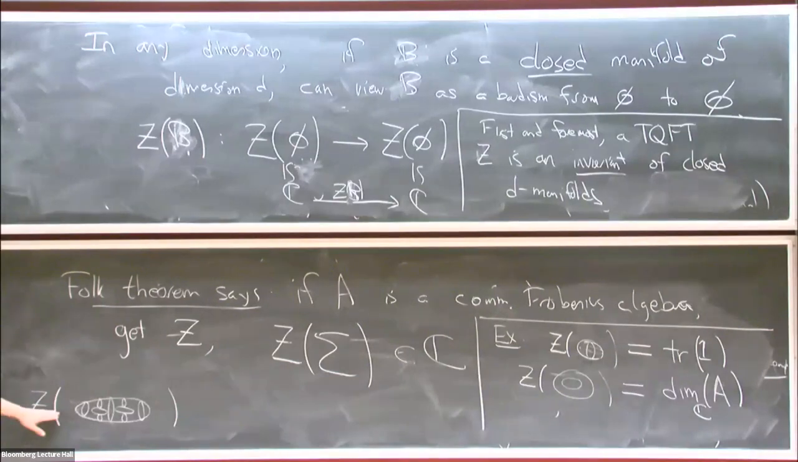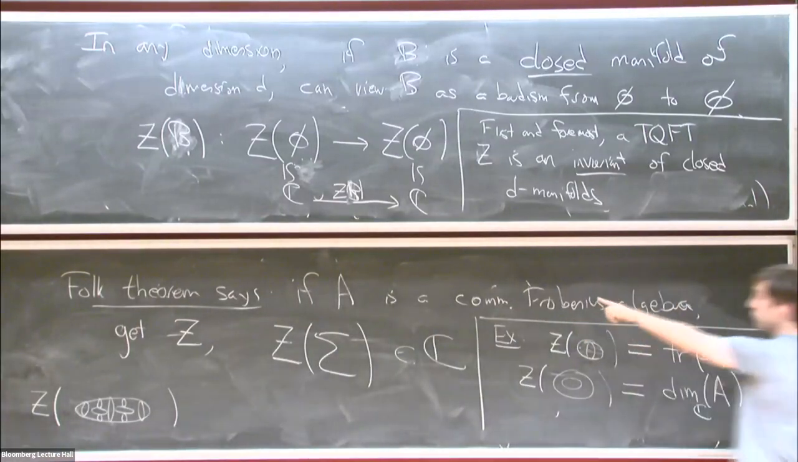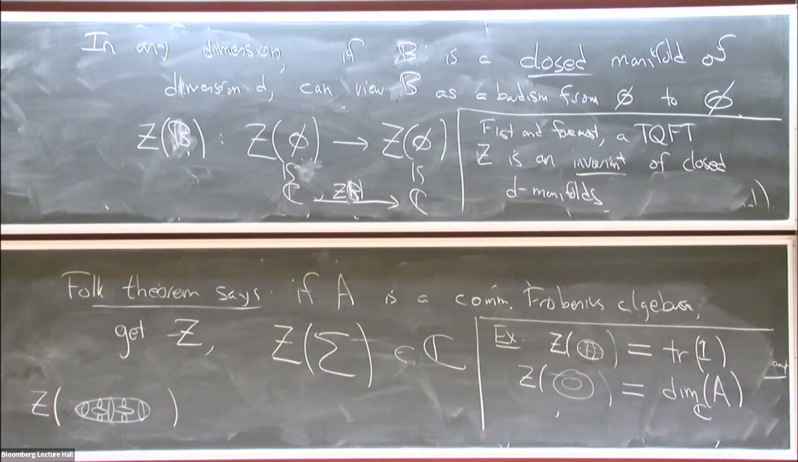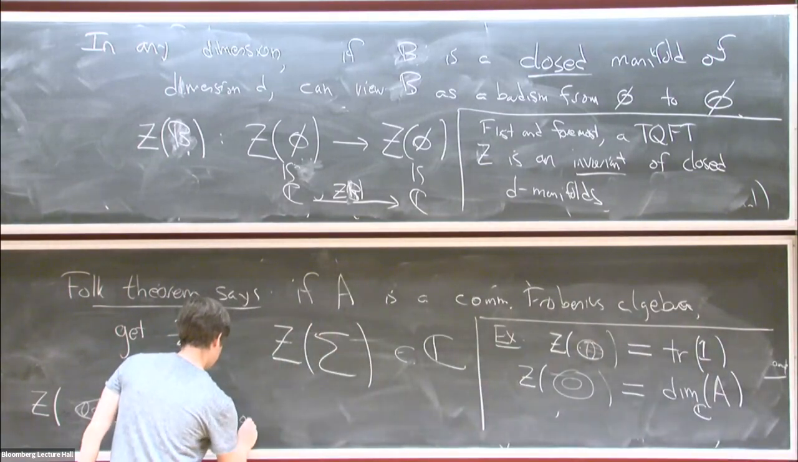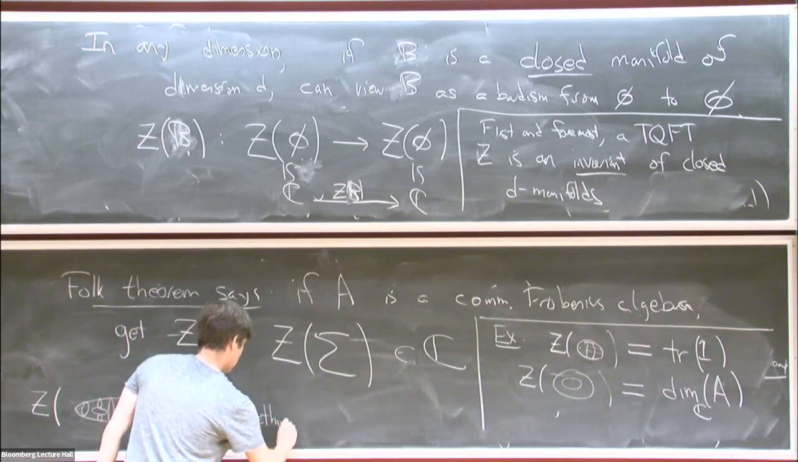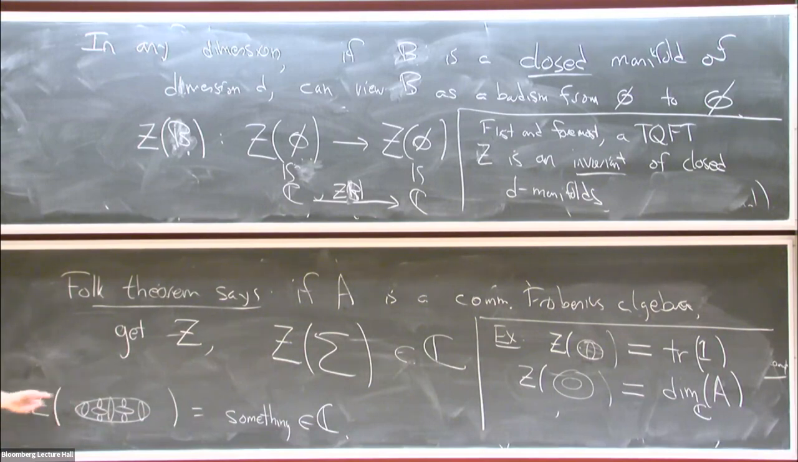And so you would get a complex number that was obtained by composing some linear maps that you can understand if you understand A as a Frobenius algebra. So this is a complex number. And the content of this folk theorem is essentially that the complex number that you extract via this procedure doesn't depend on the particular way that you drew these circles.